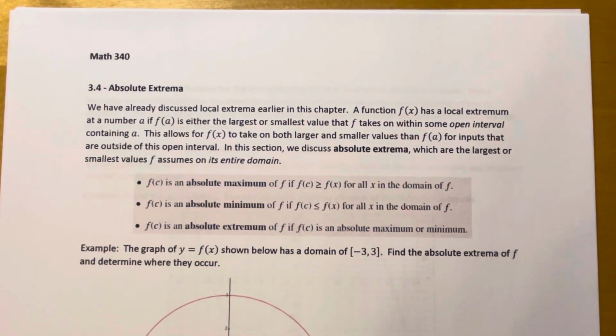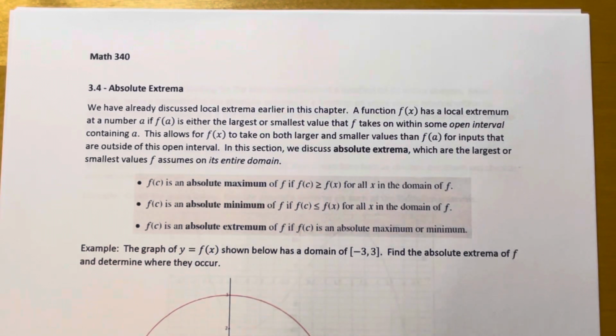All right, so we're in section 3.4 now, talking about absolute extrema. Earlier in this section, we talked about local extrema, also sometimes called relative extrema. And we said that a value that a function attains, like an output for a function, is considered a local extreme value or a local extremum if it is the smallest or largest value that the function takes on within some small open interval containing that x value that takes you there, whatever that is.